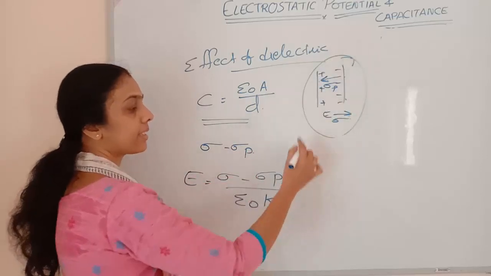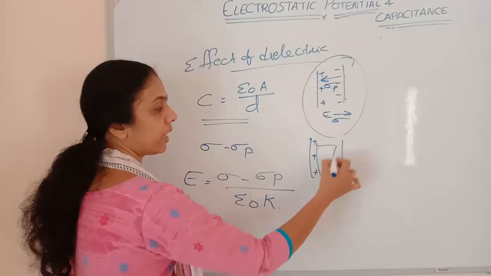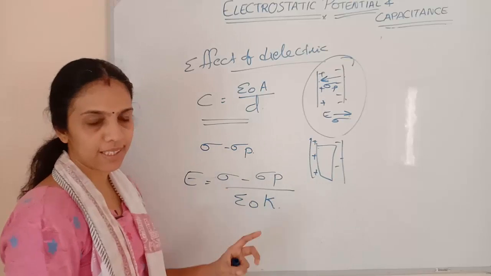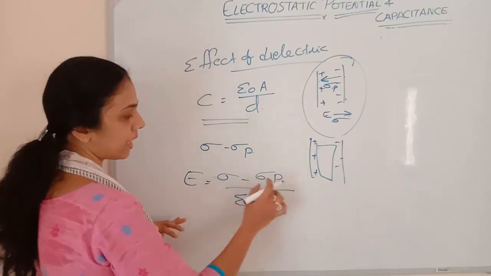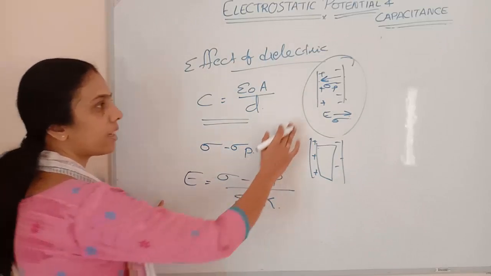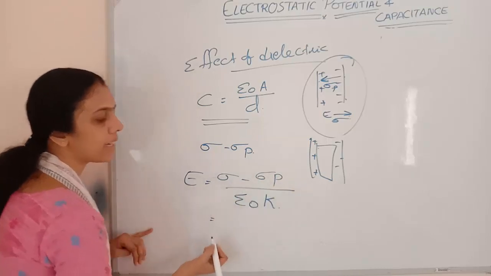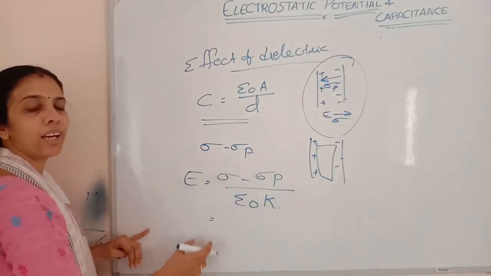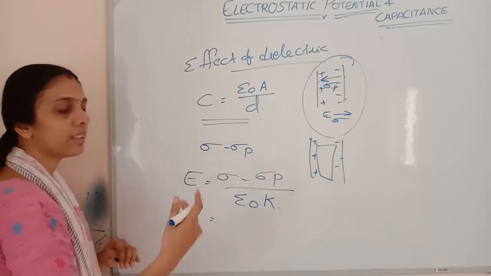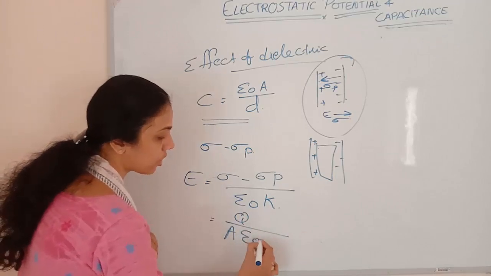a dielectric is between these two plates, the positive and negative plates, a dielectric medium, which is an insulator, is present. So it became sigma minus sigma P divided by epsilon 0 into K. Here, all this I already explained in the previous video. Okay, what is sigma minus sigma P? It is the surface charge density, the net surface charge density. That we can represent as Q by A into epsilon 0 K.